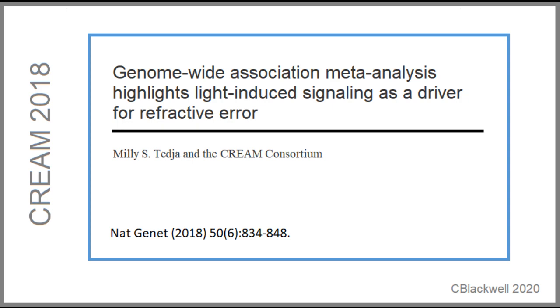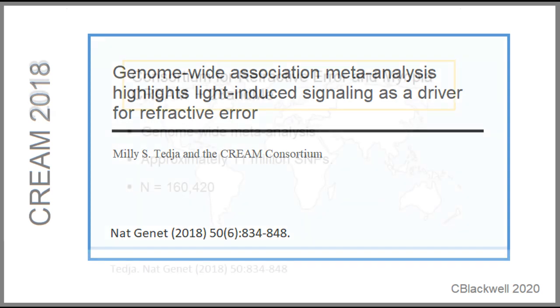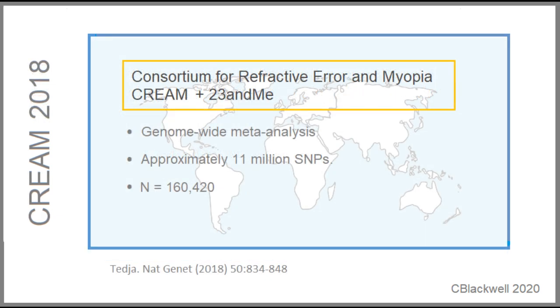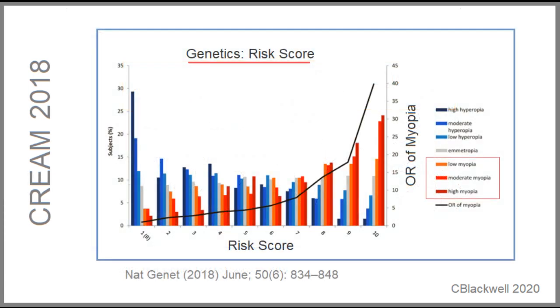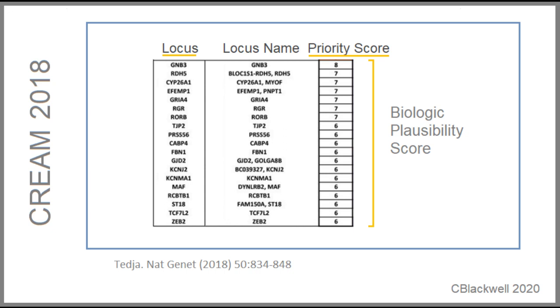In 2018, they issued a second report, increasing their data set and merging with 23andMe to exceed 160,000 in the new study. They did several things in their reporting. First, they developed a risk score using markers to predict persons at higher risk, at 40 times more likely to have myopia than those at lower risk. They determined which genes had the highest association with myopia and ranked the strength of association. These were the 19 genes with the highest priority scores.